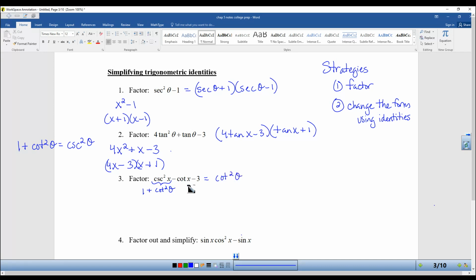So I am going to collect like terms here. Cotangent, oh, it's not theta. X, which is easier. X minus cotangent of x. And then because of that 1 and that negative 3, it's only minus 2. But then you can go back to strategy number 1, which is factoring, and if it helps you to write it as just x while you get your factoring down, that's always okay. So this becomes cotangent of x minus 2 times cotangent of x plus 1.